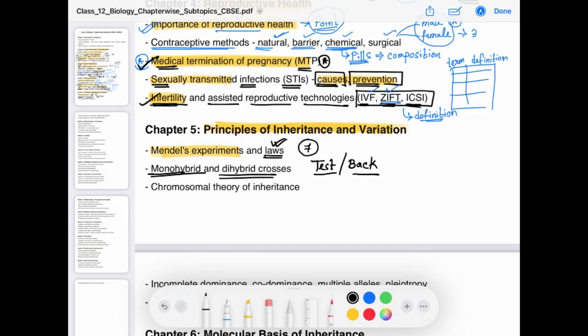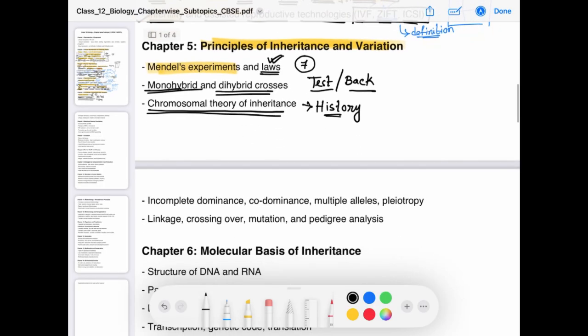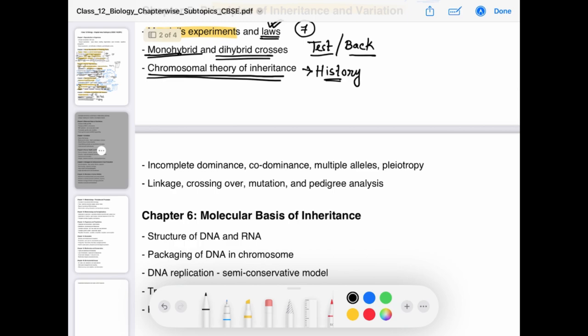Okay, then there is the chromosomal theory of inheritance. Okay, you have to know about the history, you have to know about the scientists' names. Okay, and also the year also, because those things come in the MCQs. Okay, so that is why you need to memorize.